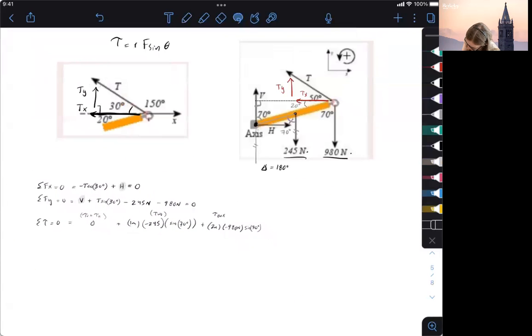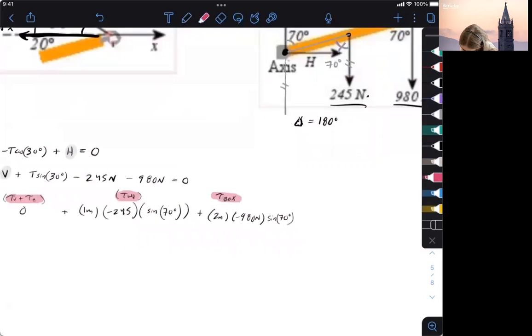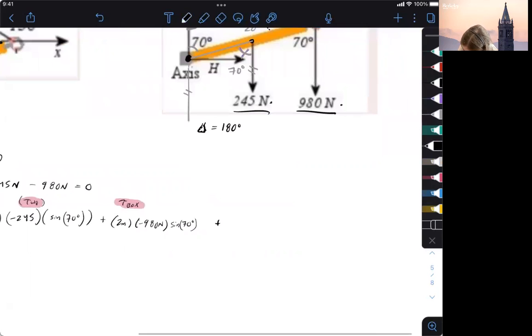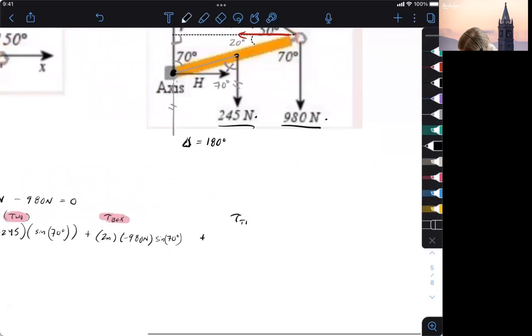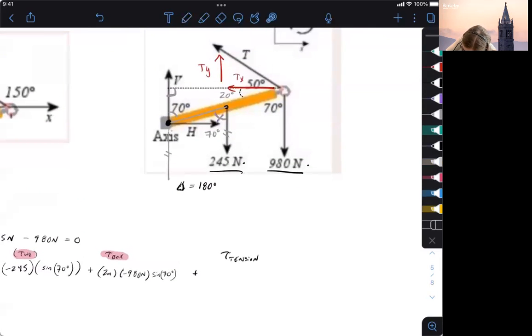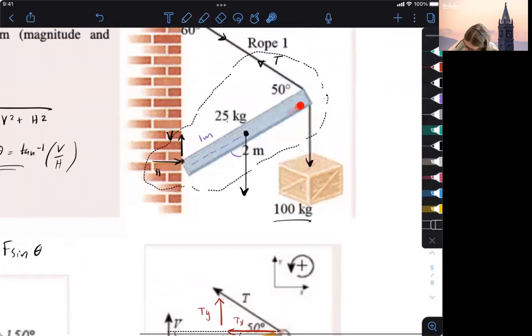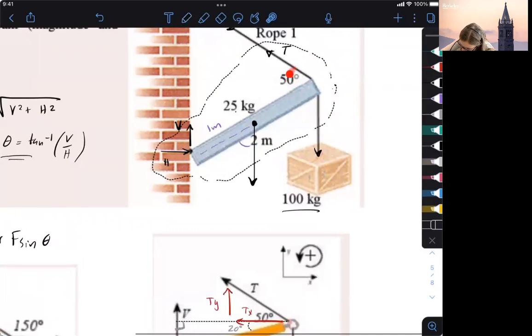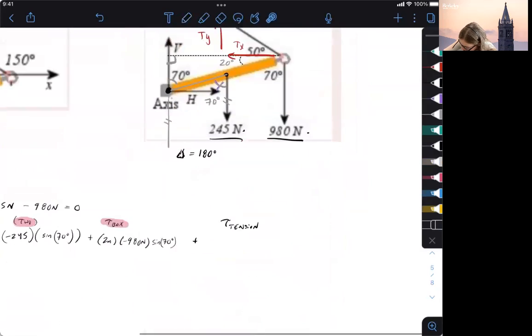So I did these two, which were 0, the torque from the weight of the bar, not tension, torque from the weight of the bar. And then I'm also going to add the torque from the tension. So the torque from the tension is going to be acting 2 meters. This is a lever arm, right? 2 meters for the tension. And then the angle between the tension and the lever arm is 50 degrees, right?